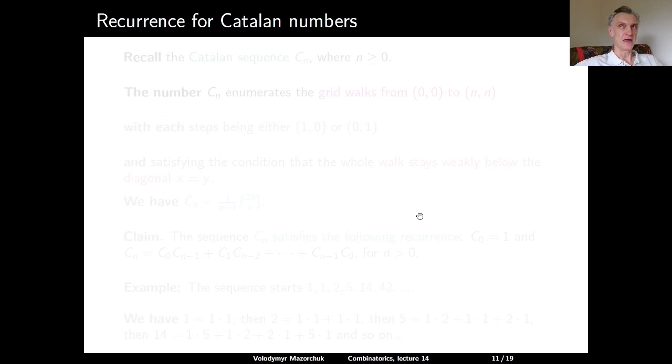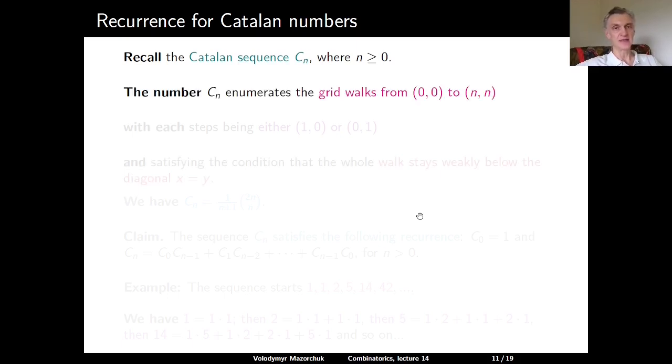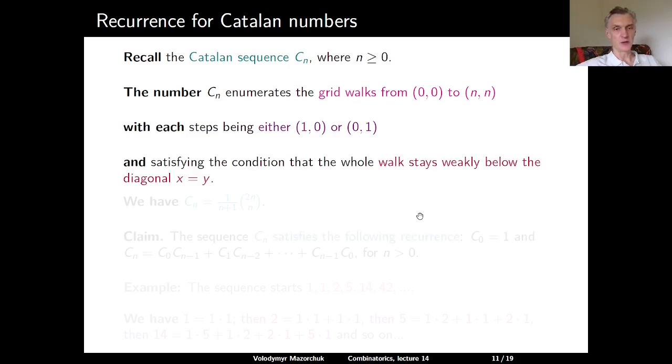Recall that we looked in one of our lectures at the sequence of Catalan numbers. Recall how it is defined. So we have the Catalan number Cn, where n is greater than or equal to 0, and Cn is defined as the number of grid walks from the point 0, 0 to the point n, n, where each step is either 1, 0 or 0, 1, and the walk should satisfy the condition that it stays weakly below the main diagonal x equal to y. And we know that Cn is equal to 1 divided by n plus 1 times 2n choose n.